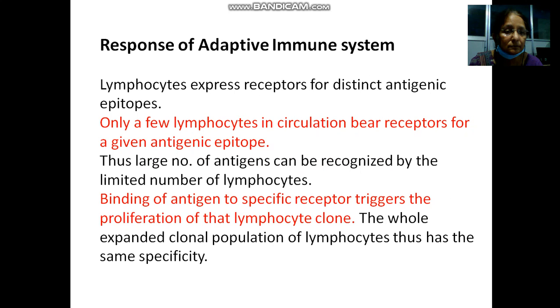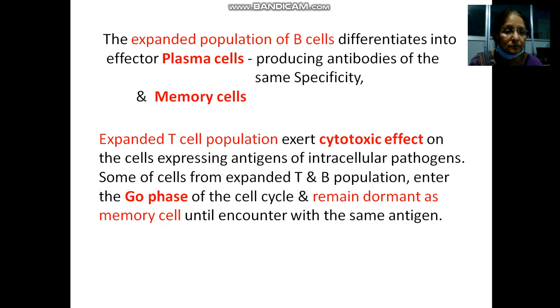Response of the adaptive immune system. Lymphocytes express receptors for distinct antigenic epitopes. Few lymphocytes in circulation bear the receptors for the given antigenic epitope, and binding of antigen to specific receptors triggers the proliferation of the lymphocyte clone. Expansion of the population of B cells, plasma cells producing antibodies, and memory cells.